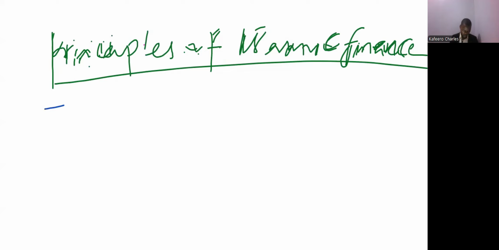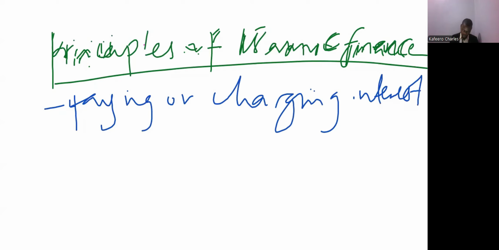One of them is paying or charging interest. Because we know from the banking perspective, the business operations are supposed to be earning interest. So we want to know, how is Islamic banking or Islamic finance reacting on the issue of paying or charging interest? What are the principles? What are they saying about charging interest?